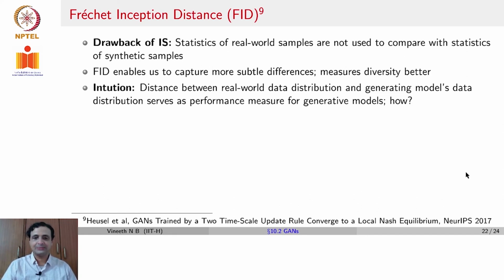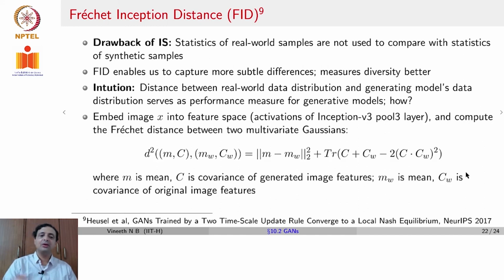How do we do this? You take your real images and you take your generated images, and embed them in feature space of an inception V3 model. So whatever images you have, both your training real images and your generated images, pass all of them through an inception network and you would get activations of the pool 3 layer of inception V3.